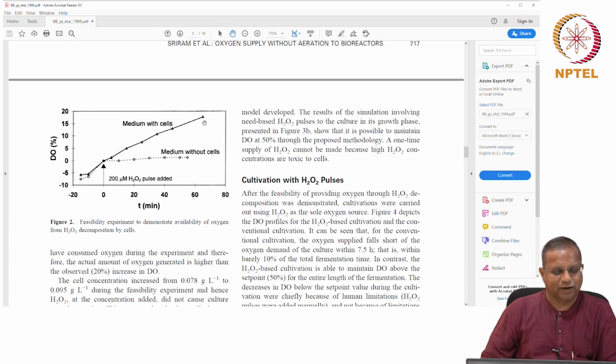That was different later. Then when we did it with the medium without the cells, of course, there was no availability of oxygen in the broth, no increase in DO took place, or this mild increase in DO is due to surface aeration. Over a 60-minute period, we can explain that through surface aeration alone. So this was a feasibility demonstration for the availability of oxygen from hydrogen peroxide decomposition by cells.